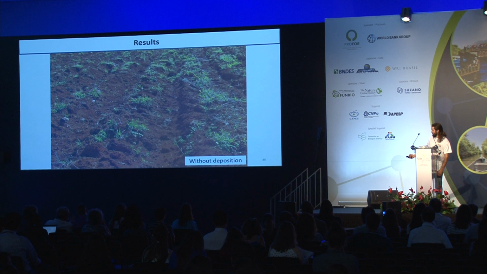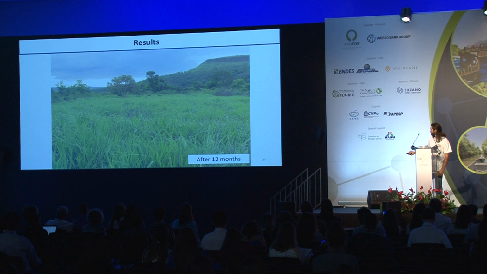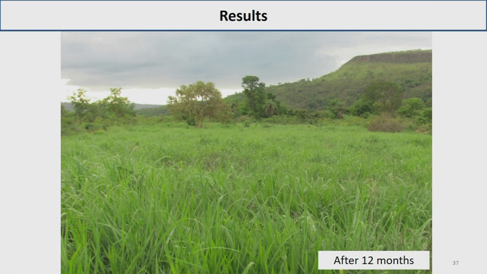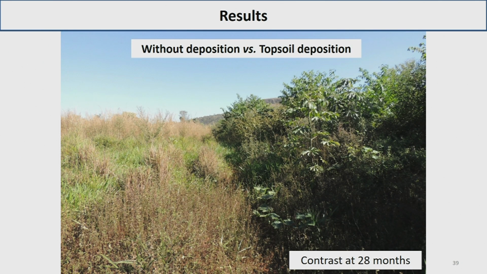Topsoil removal without deposition, with bare soil. After 6 months, shrub dominance. After 12 months, Andropogon gayanus recovers. And after 28 months, the pasture is in a stable state. Contrast at 28 months: topsoil removal without deposition versus topsoil deposition.